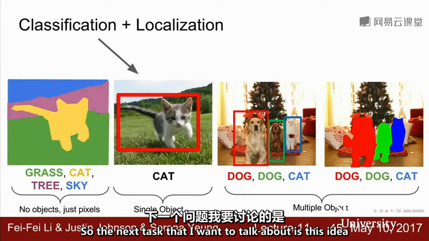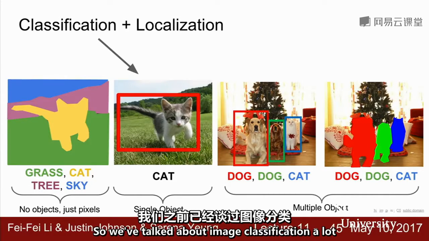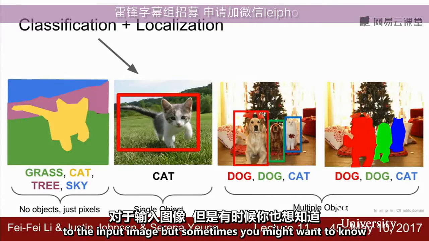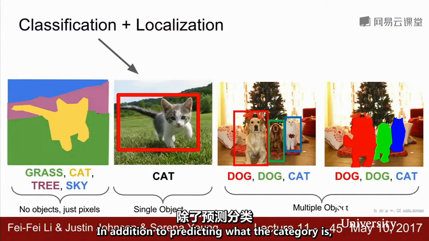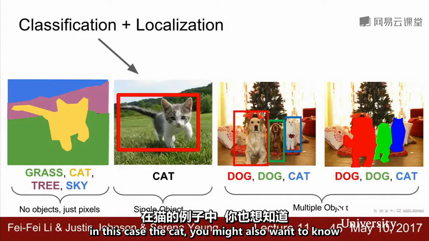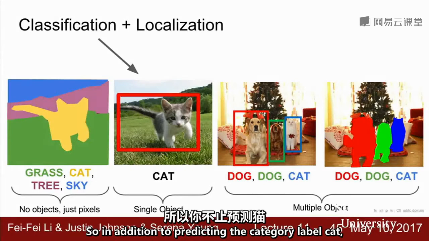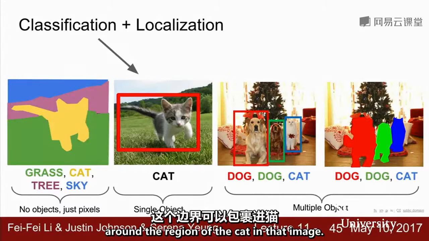The next task that I want to talk about is this idea of classification plus localization. So we've talked about image classification a lot, where we want to just assign a category label to the input image. But sometimes you might want to know a little bit more about the image. In addition to predicting what the category is, in this case the cat, you might also want to know where that object is in the image. So in addition to predicting the category label cat, you might also want to draw a bounding box around the region of the cat in that image.